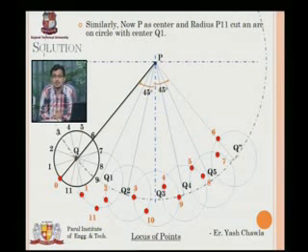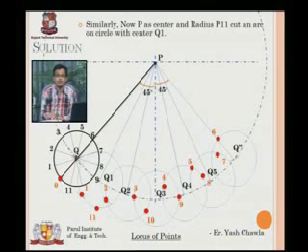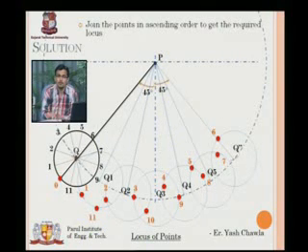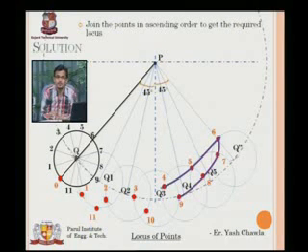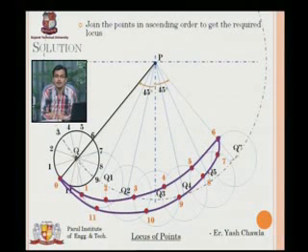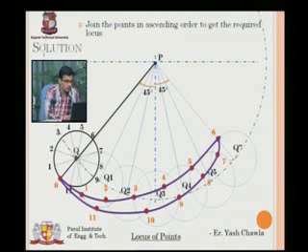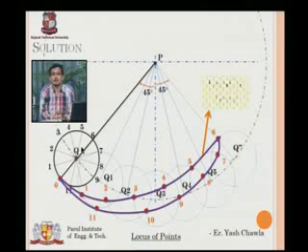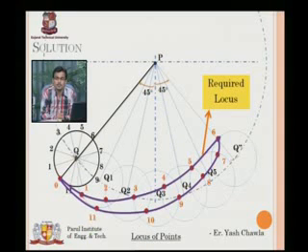Now I just need to connect those points. So what will I do? I will draw the locus. I will join with a smooth curve. Again it is done. Start from 0, it goes to 1, it goes to 2, it goes to 3, 4, 5, 6, 7, 8, 9, 10, 11 and 0. This is a simple problem for which we have the required locus.